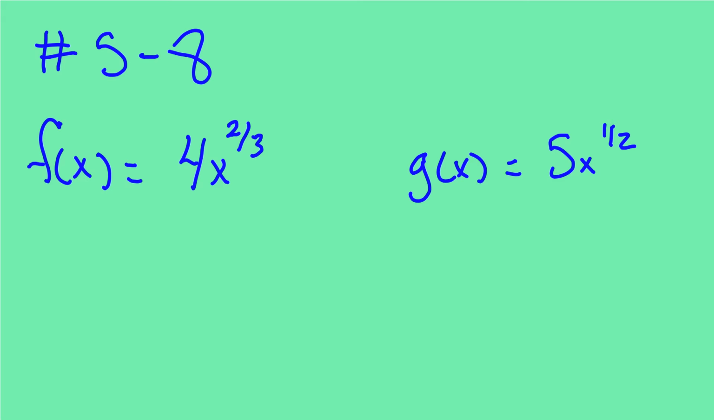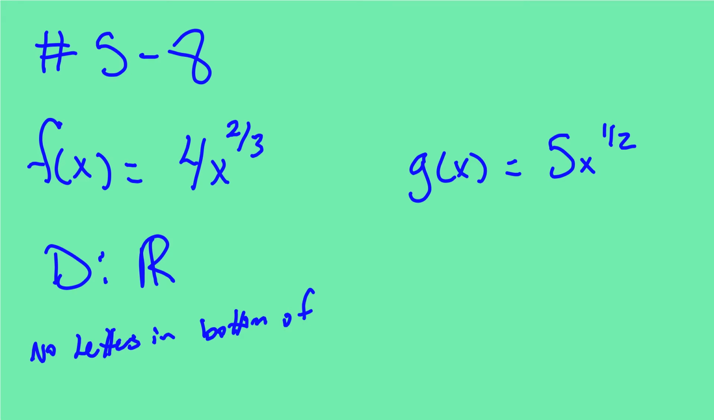Alright, now numbers 5 through 8, we have two new functions. So we have f of x equals 4x to the 2/3 and g of x equals 5x to the 1/2. Because I'm going to use the original domains for the next steps, I'm going to do the domains now. For f of x, the domain is all the real numbers because there are no letters in the bottom of fractions, and it's an odd fraction exponent.